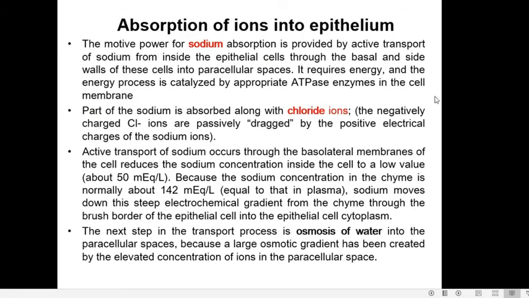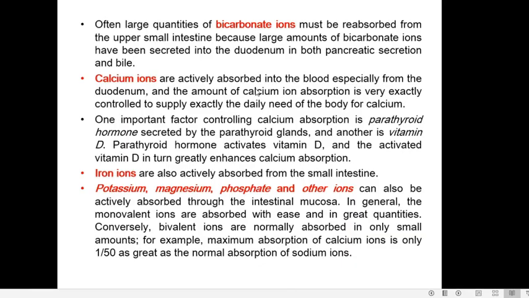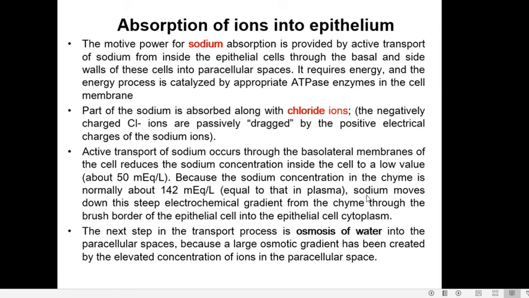Now we come to the absorption of ions into the epithelium. So what are the ions absorbed? We can see the absorption of sodium, chloride, bicarbonate ions, calcium ions, iron, potassium, magnesium, phosphate and some other ions. So we will first go to the absorption of sodium ions.